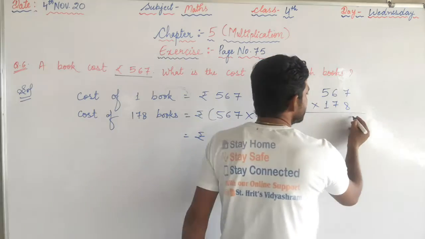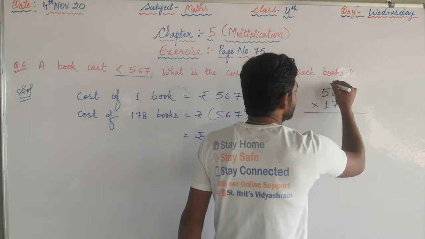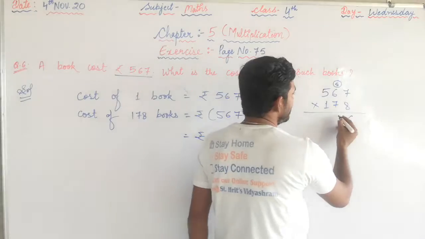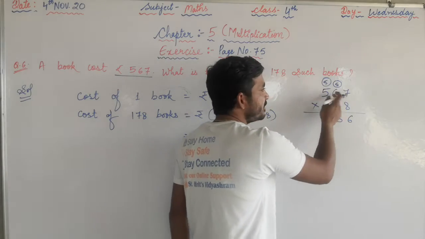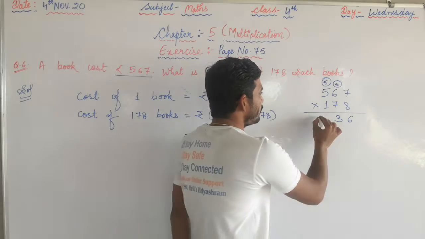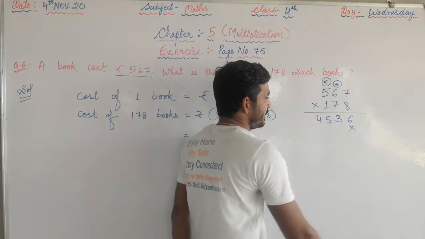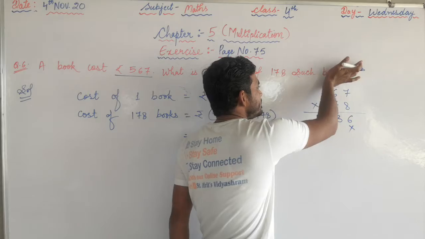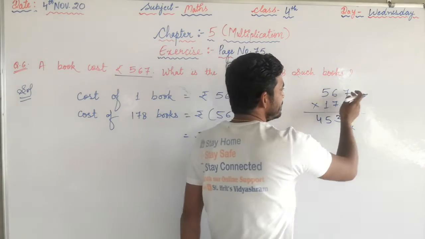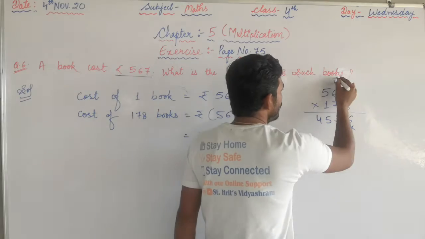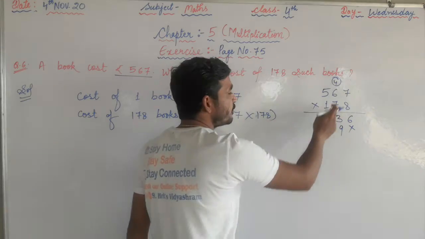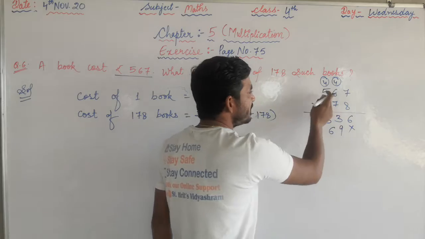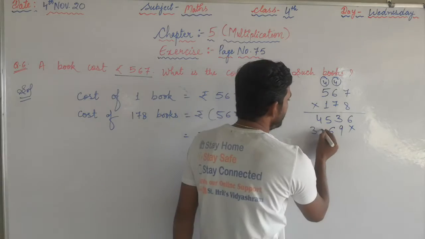8 7s are 56, 6 carry 5. 8 6s are 48, 48 plus 5, 53, 3 carry 5. 8 5s are 40, 40 plus 5, 45. Now mention the sign of multiplication here and erase all the carries. Okay, 7 7s are 49, 9 carry 4. 7 6s are 42, 42 plus 4, 46, carry 4. 7 5s are 35, 35 plus 4, 39.